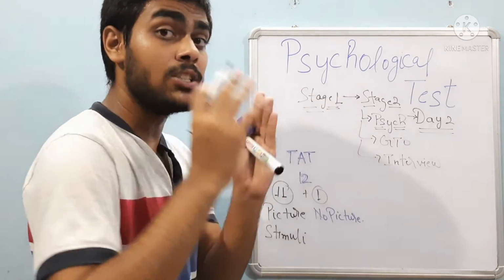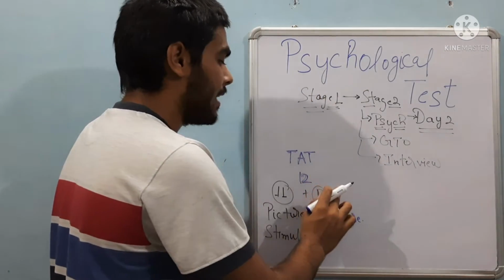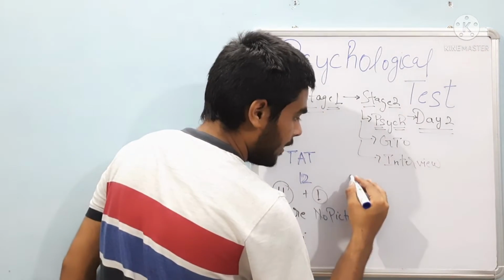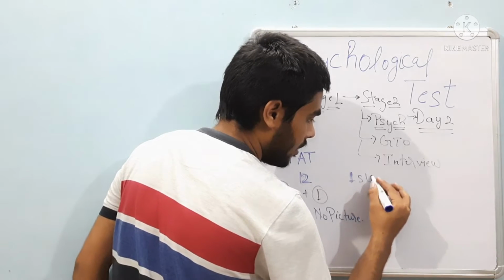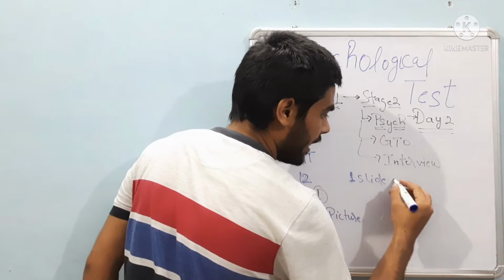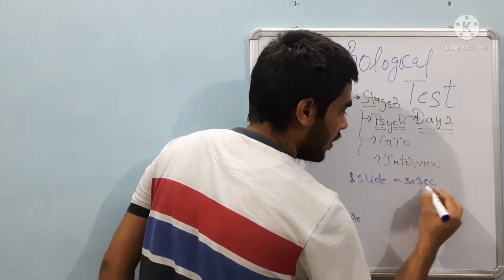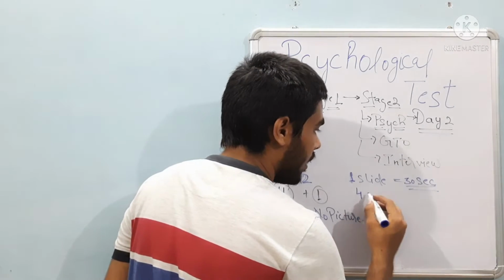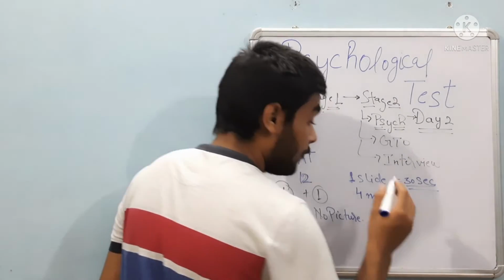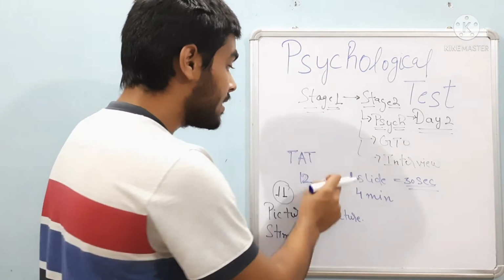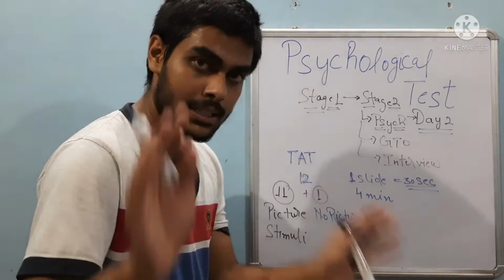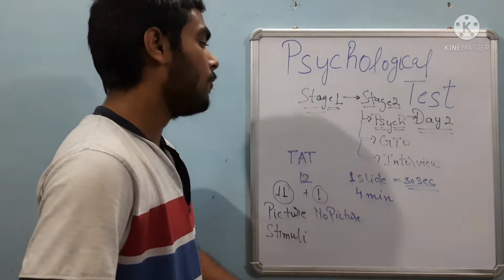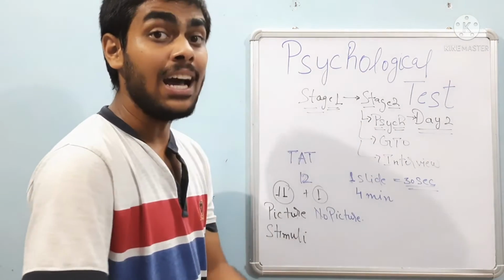So you have to write a story around the pictures and the blank slide. For one slide, you will get 30 seconds for observation and 4 minutes to write. You will see one slide at a time for 30 seconds. After 30 seconds, it will vanish, and then you will get 4 minutes for writing on the picture which was shown on the slide.